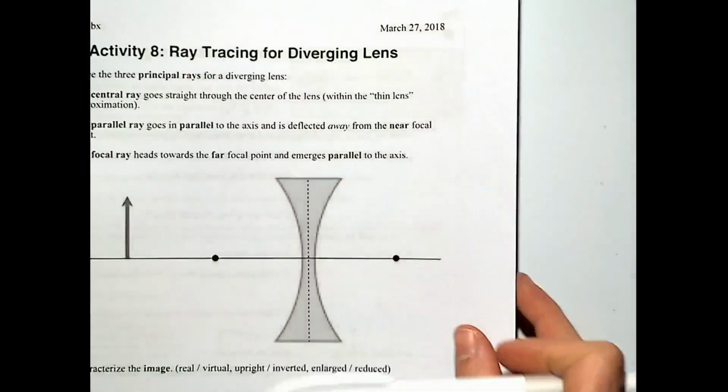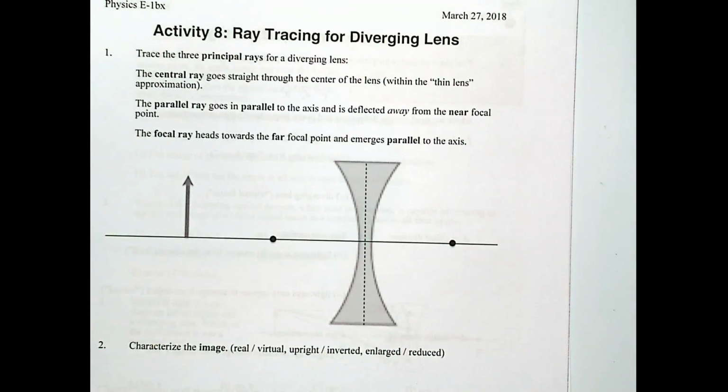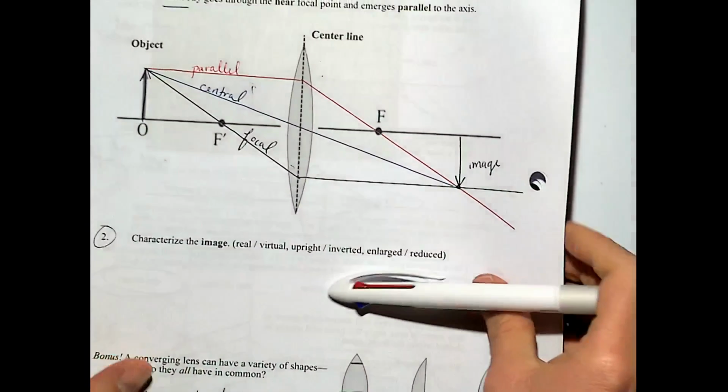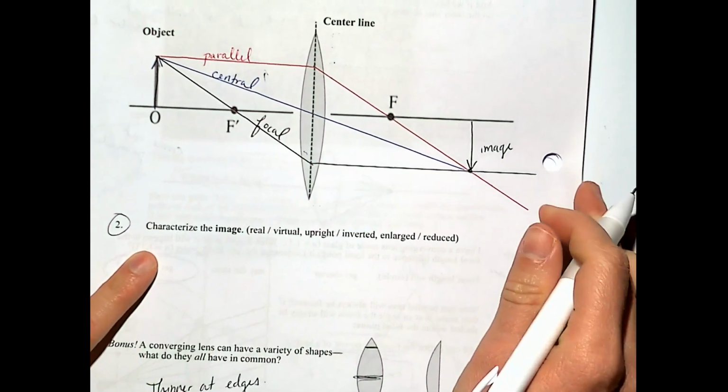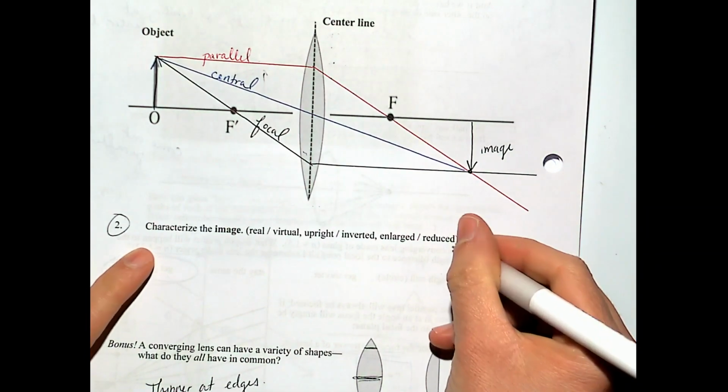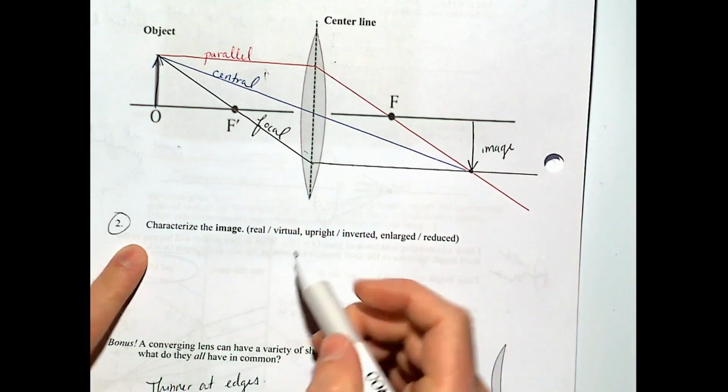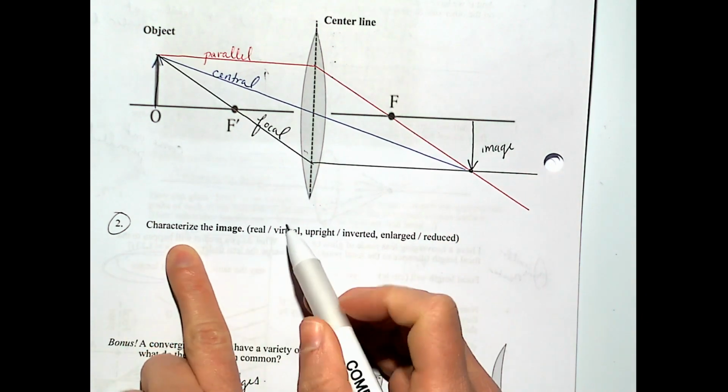Okay, let's try it for a diverging lens then. So a diverging lens is one where if you have parallel rays coming in, they'll be deflected away. Yes, we could do. I was gonna come back, but let's do it. Right. We can do it right now.